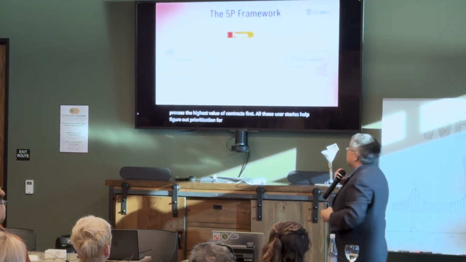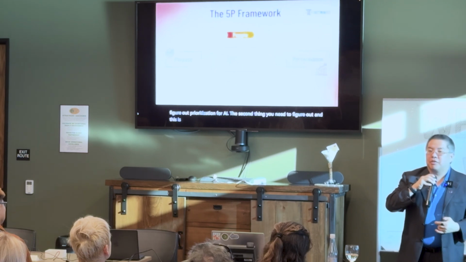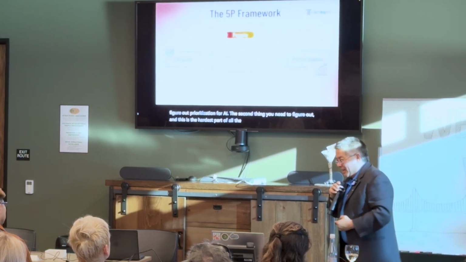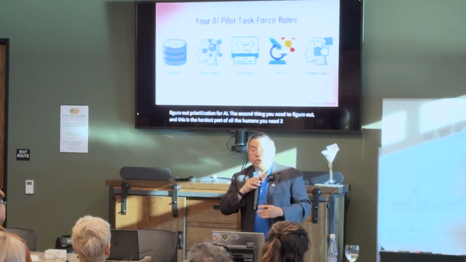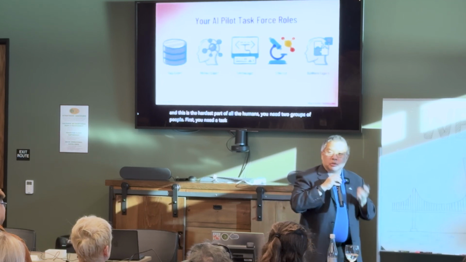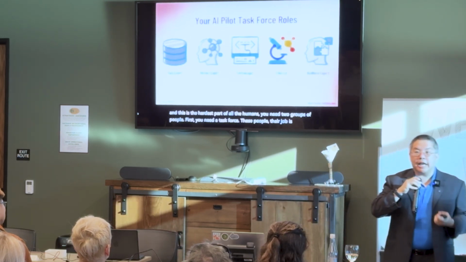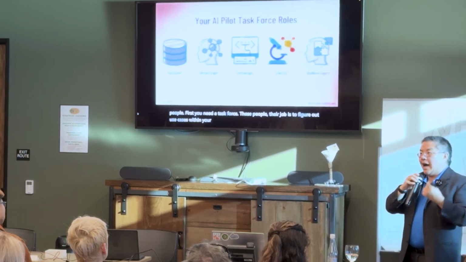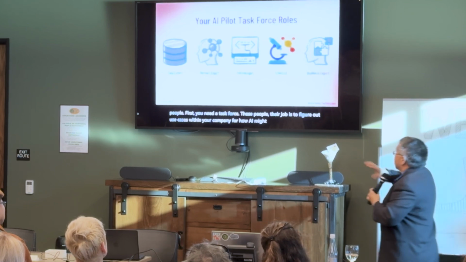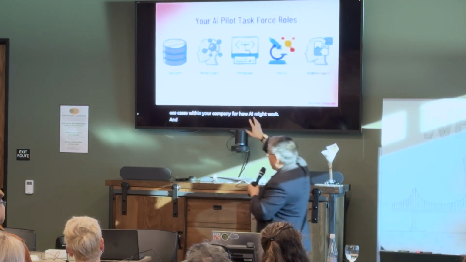The second thing you need to figure out, and this is the hardest part of all, the humans. You need 2 groups of people. First, you need a task force. These people, their job is to figure out use cases within your company for how AI might work. And they sort of have 5 roles.